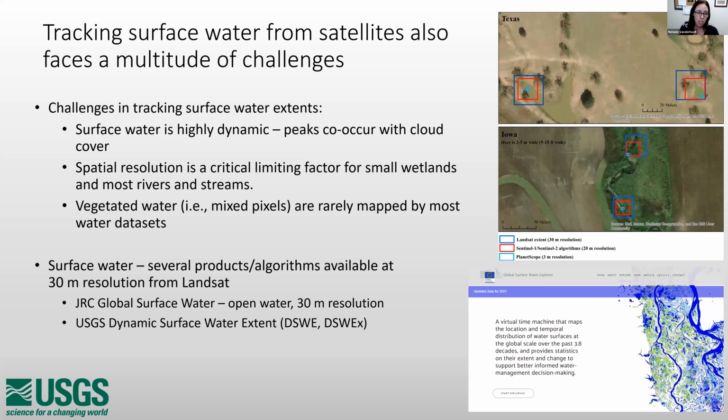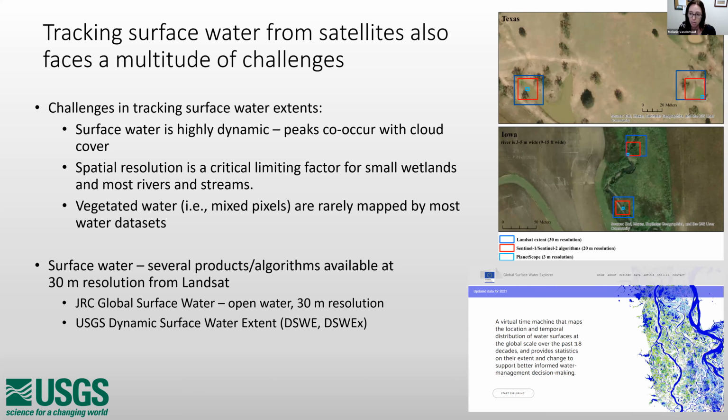One of the last challenges with water is that a lot of water is covered with vegetation. If you think of a cattail pond or tidal wetlands, that means from a remote sensing perspective that those pixels are mixed. A single pixel is going to be a mix of water and vegetation, and that gets pretty tricky to pull out the water component. And that means that vegetated water is rarely mapped by most water data sets.